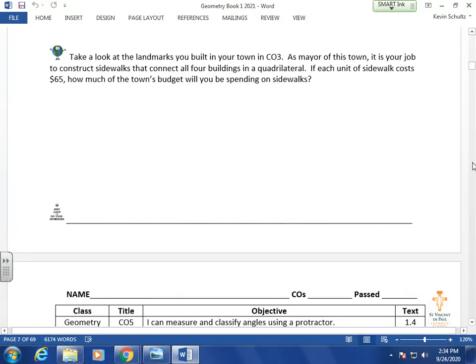So your homework, again, in addition to finishing those other two, which we can go over a second one before we leave if you'd like, but I just want to get through this. The real world, take a look at the landmarks you built in your town in CO3. So those 4 points, the library, the school, the church, and the city hall. As mayor of this town, it is your job to construct sidewalks that connect all 4 buildings in a quadrilateral. So the general location, I don't remember exactly, but it was something like this, and then this one was over here, and this one was up here, something like that.